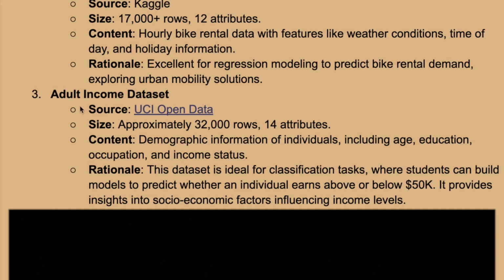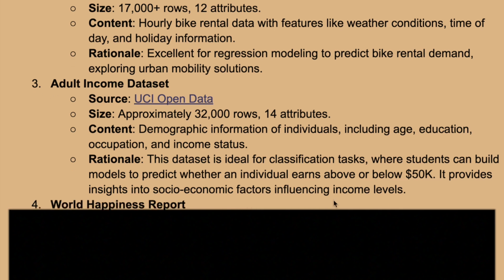And the third data set is the adult income, source being UCI Open Data. Contains approximately 32,000 records and has 14 features. We've got demographic information on individuals, including age, education, occupation, income status, and so on. And we could use this for classification, where models to predict whether an individual earns above or below $50,000 can provide us socioeconomic insights influencing income levels.